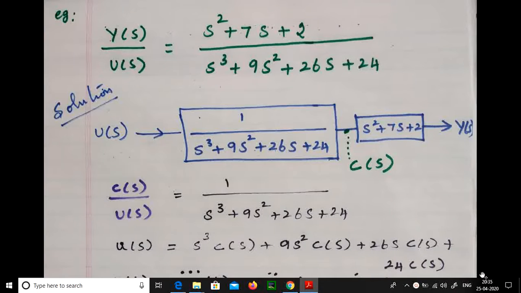Hello everyone. So in today's video we'll discuss the state variable method. This is a continuation of the previous lecture. So this is lecture 2 in state variable method.